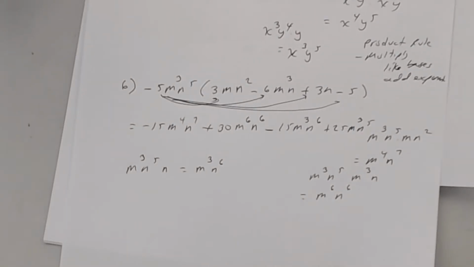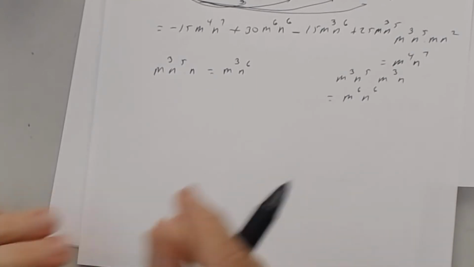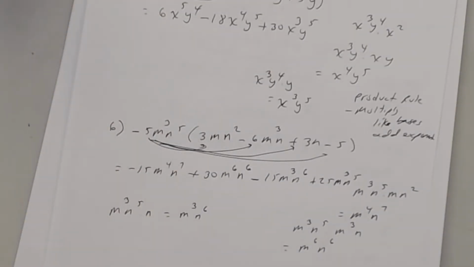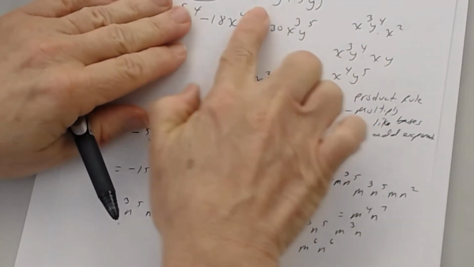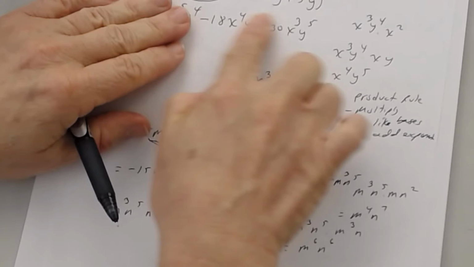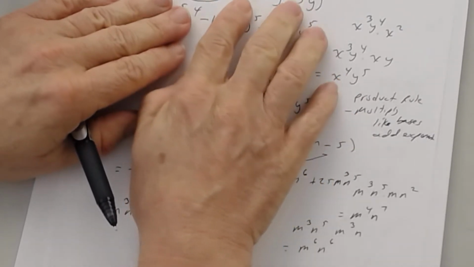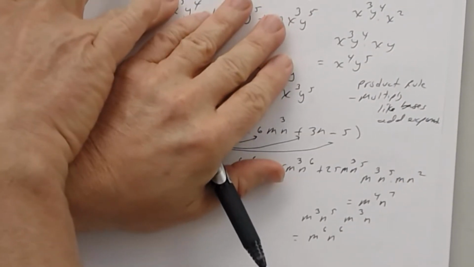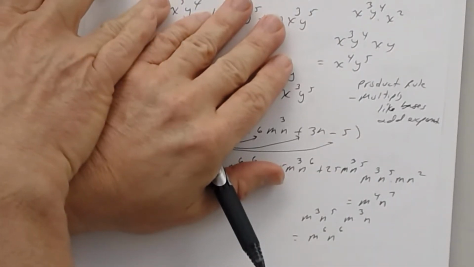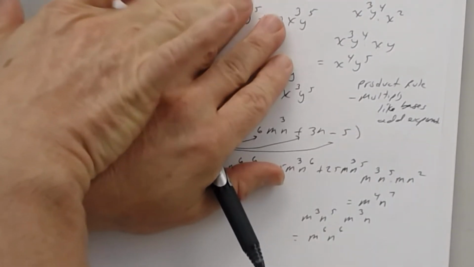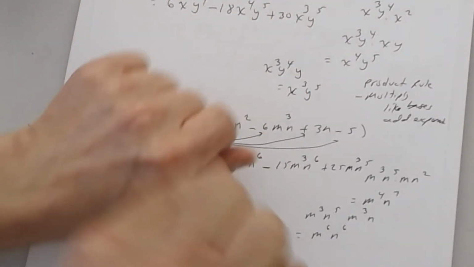Okay, let's look at this one. Okay, another review. Okay, so remember, basically what was happening here is this. You had a polynomial. Remember, poly means one or more monomials. You had a polynomial being multiplied by a monomial. Monomial means one. So to multiply this out, you use the distributive property, right? Okay. Let's look at 7.